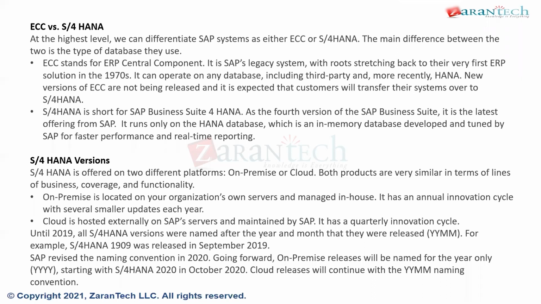And S4 HANA, as we discussed, is Business Suite for HANA, a fourth generation system. As for HANA versions, as I mentioned yesterday also, S4 HANA offers two platforms: on-premise and cloud versions. But functionality wise, line of business coverage and everything is similar in both. What is the meaning of on-premise? On-premise means the servers are located in the company's premises, so the customer or client is responsible for maintaining those servers. SAP releases innovation cycles annually for the on-premise versions. For the cloud versions, the innovation cycles are quarterly. Cloud means the servers are hosted on the SAP domain.